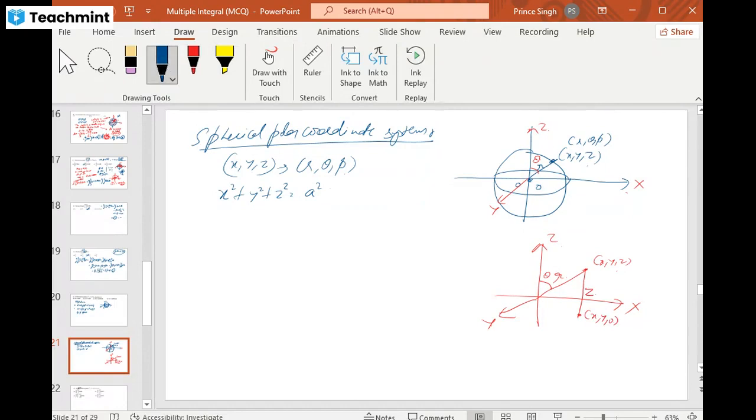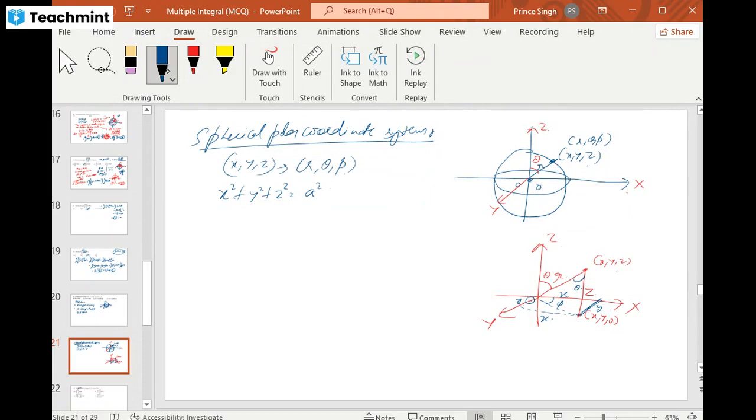And now I'll join this point with the origin, and I'm taking its perpendicular on the x-axis. If I take this perpendicular on the x-axis, this line is parallel to this line and this line is parallel to the x-axis. So this distance is x, this is also x, this is y, this is also y. And let us suppose this angle is phi. Because this angle is theta, this angle is also theta, alternate angle, right?